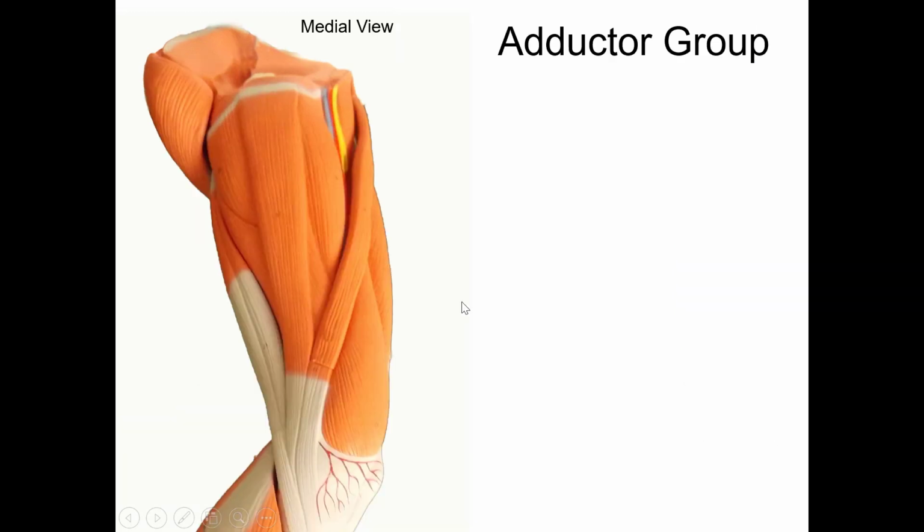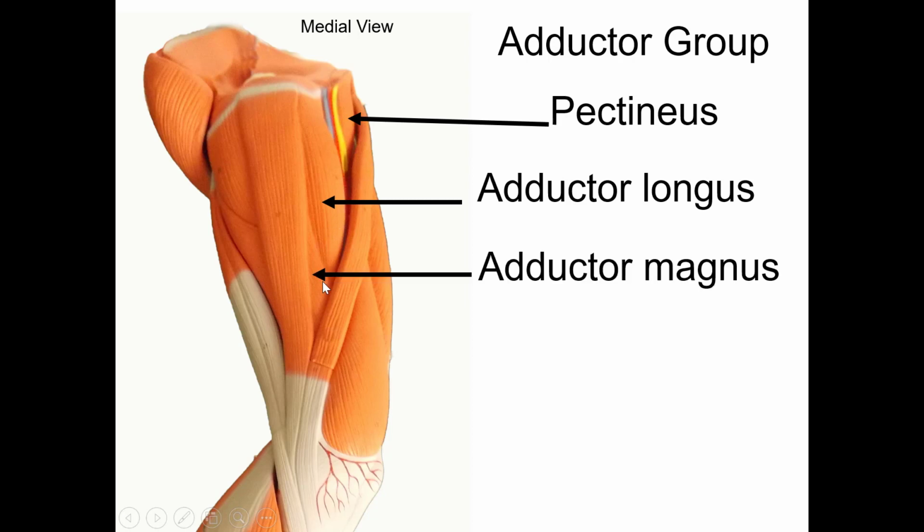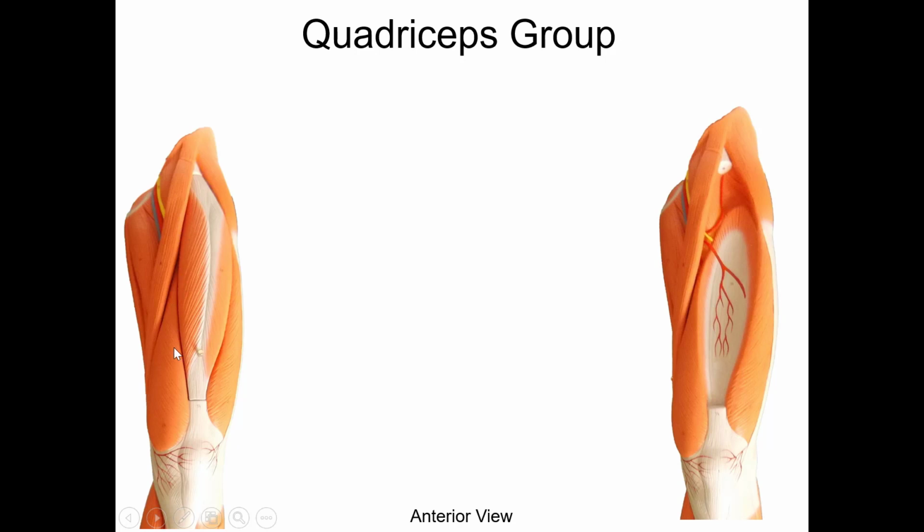The adductor group are three muscles that obviously adduct the thigh. You have the pectineus, the adductor longus, and the adductor magnus. In addition to being strong adductors of the thigh, they also help flex at the hip and medially rotate the thigh. As we move to the anterior surface of the leg, we will see the quadriceps group, a group of four muscles that are very powerful muscles on the front of the thigh.